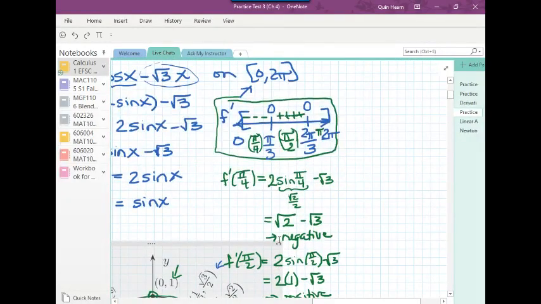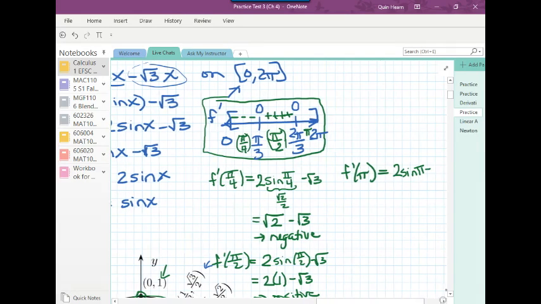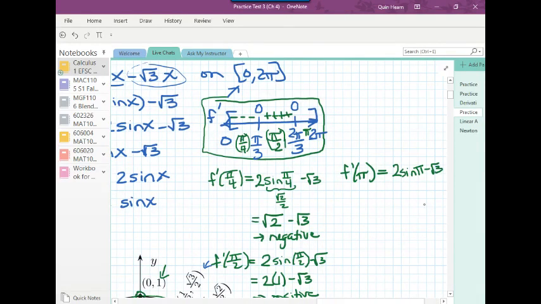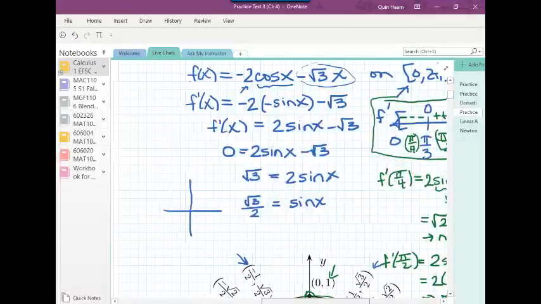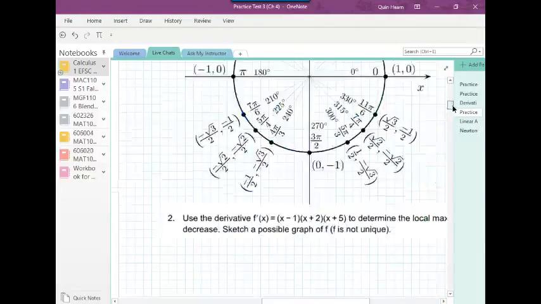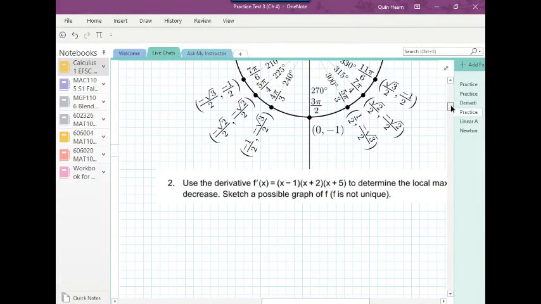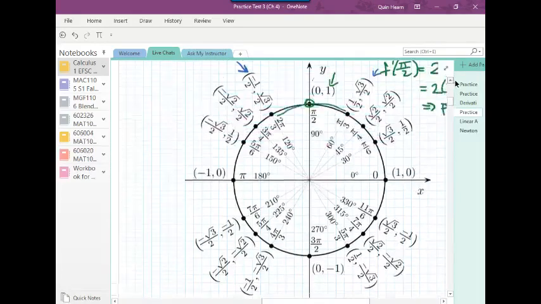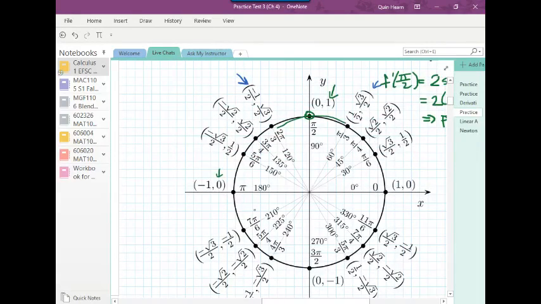Okay, so here we go. We're going to find f prime of pi. F prime of pi, we're going to have 2 times the sine of pi minus the square root of 3. Now the sine of pi is 0, right? Let's look right here. Sine of pi is 0.